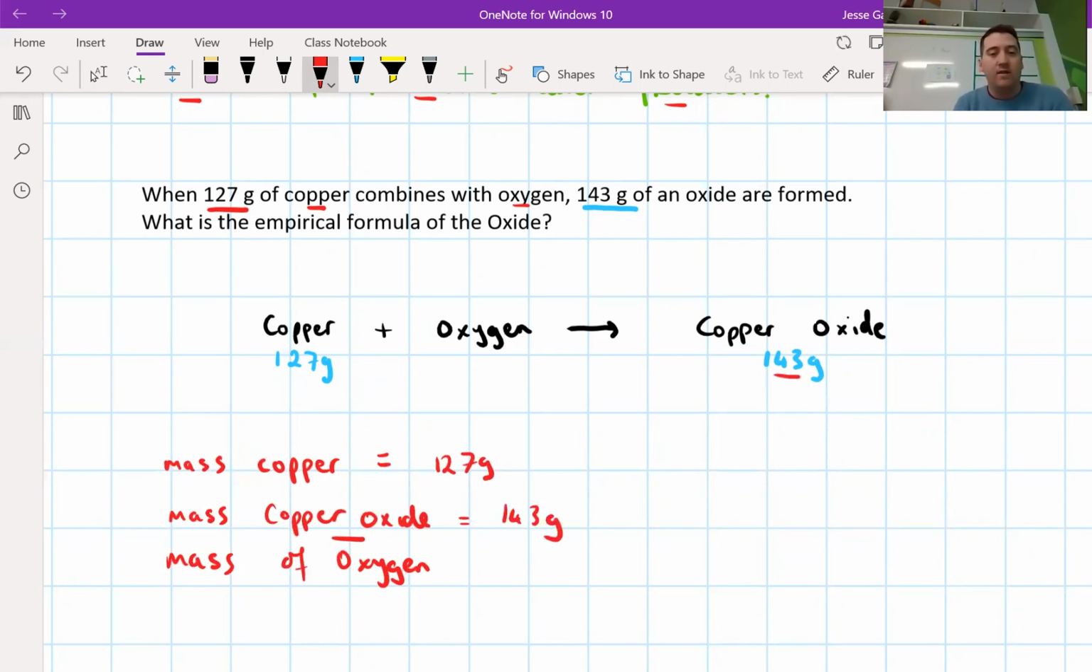Well, it's got to be the rest. If this much is copper and this is the final mass, well, the rest had to be the oxygen because it's the only other thing here. So what I would do here is take my final mass, 143, and take away the mass of the copper, 127 grams, and that's going to give me the mass of the oxygen. Go ahead, stick that in your calculator. You're going to get 16 grams.